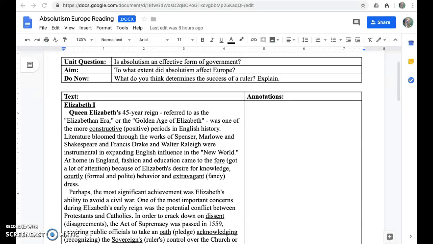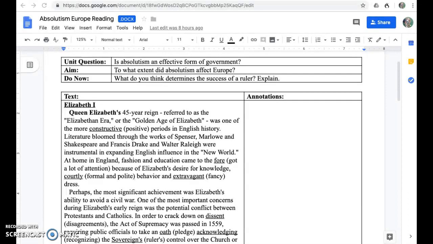Our unit question is: is absolutism an effective form of government? Today's aim question is: to what extent did absolutism affect Europe? Let's begin our text.